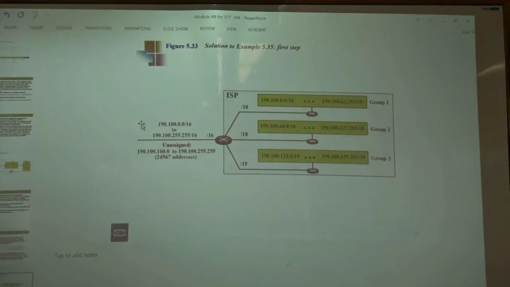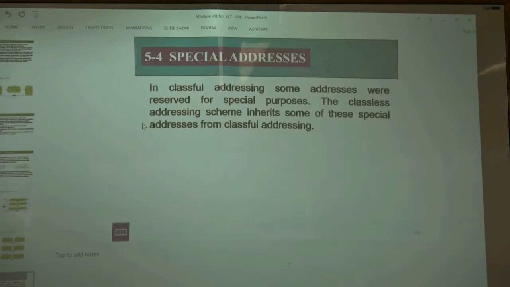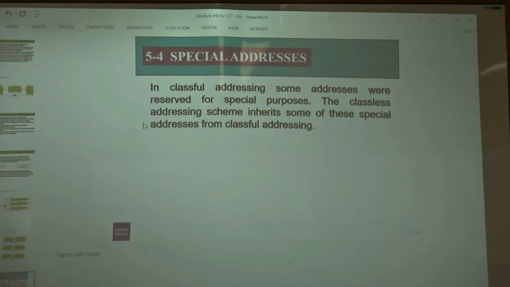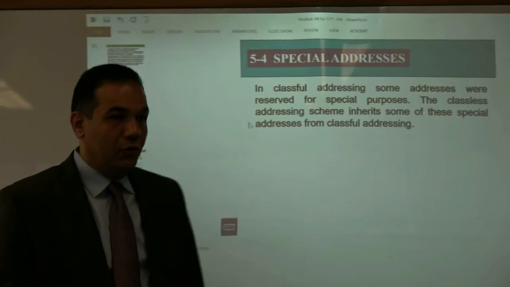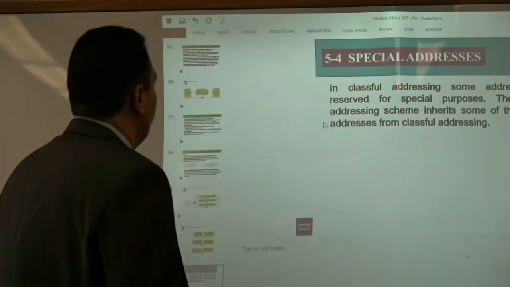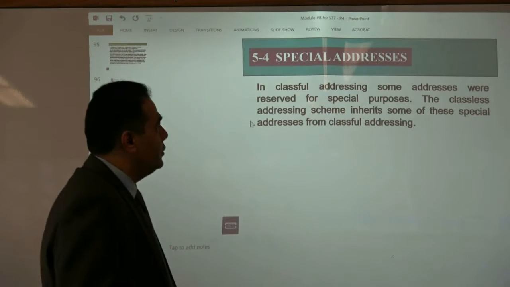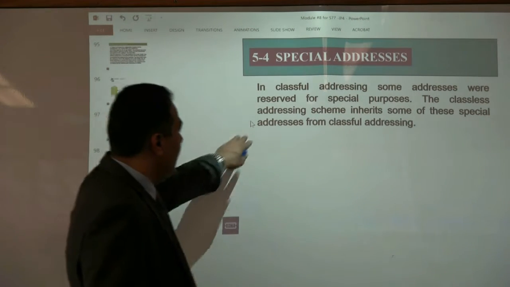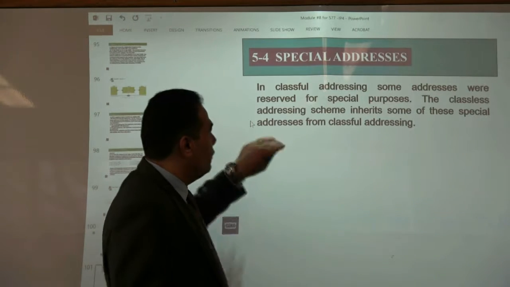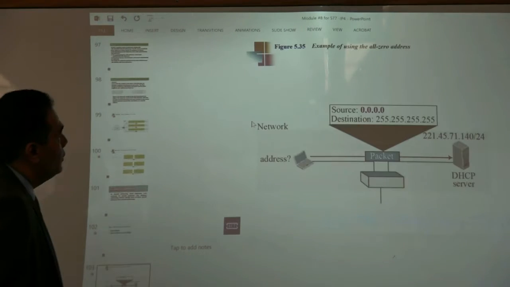You take a look at that. I'm just giving you the basic ideas. Okay. There are always special addresses. There are always special addresses. So in the classful addressing, some addresses were reserved for special purposes. The classless addressing scheme inherits some of these special addresses.